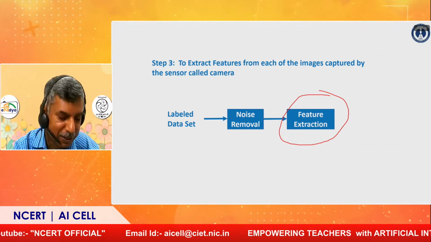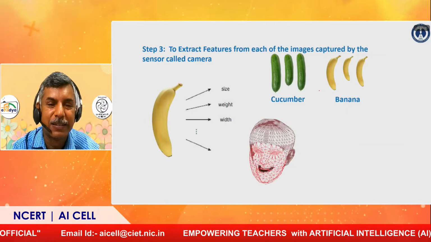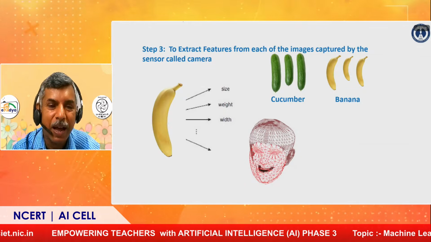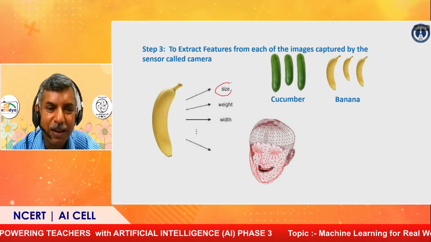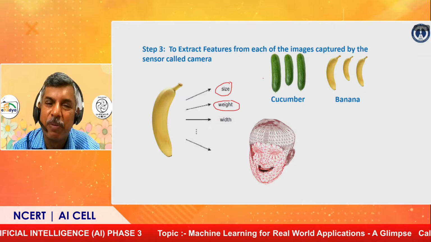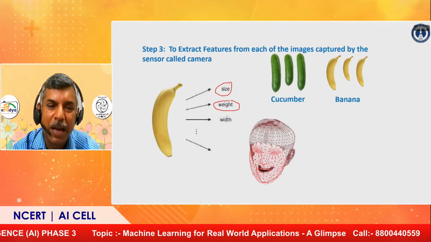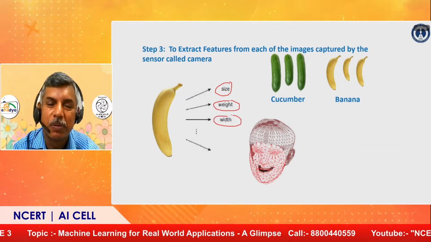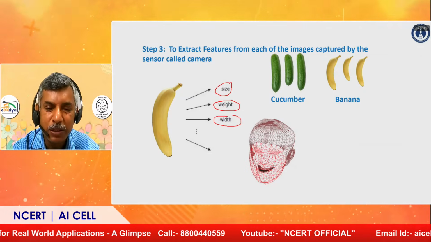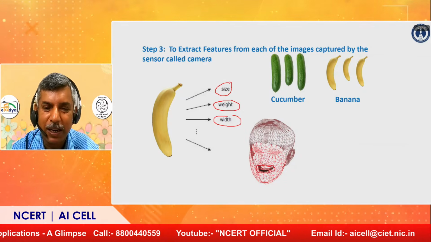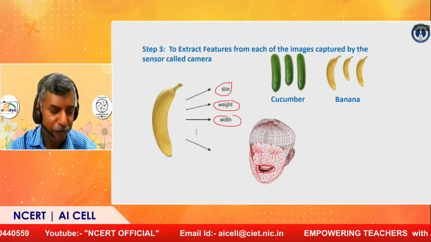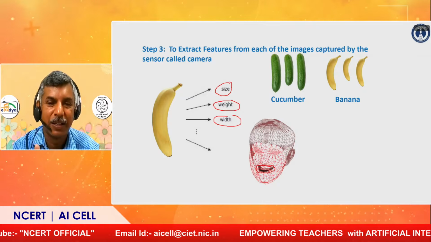Why I am talking like this is, I am showing the next slide about the features. For example, the banana will have a particular size that is very different from a cucumber, and a particular weight that is very different from a cucumber. The banana will have a particular width that is different from a cucumber, but sometimes they overlap also. In the case of students who are laughing, the facial expression, especially the lips, will be different. So like that, certain types of features we want to extract from the data that we have.